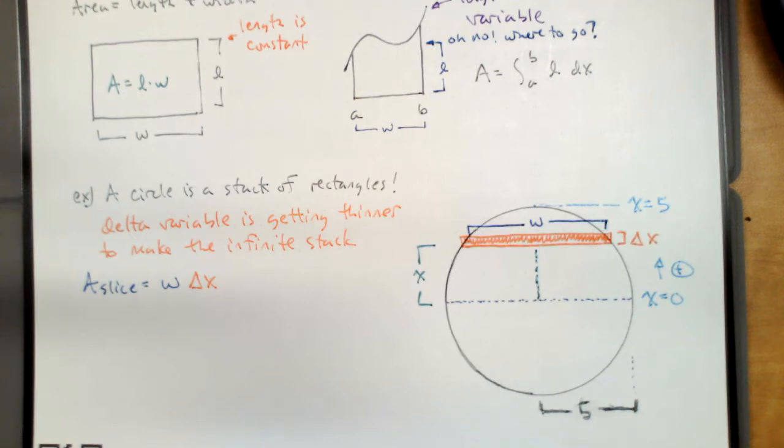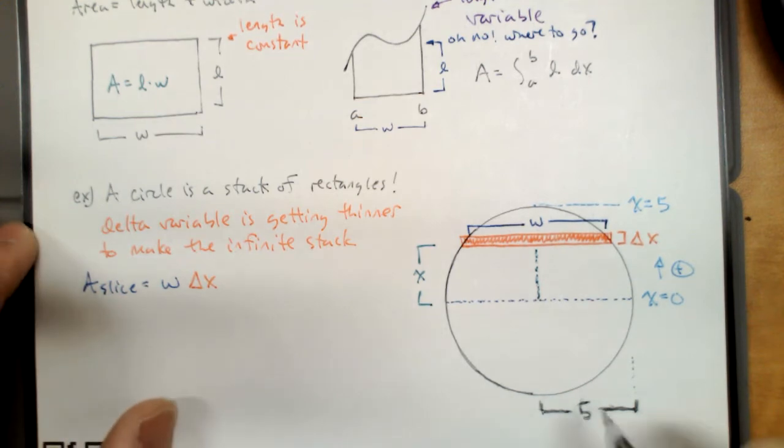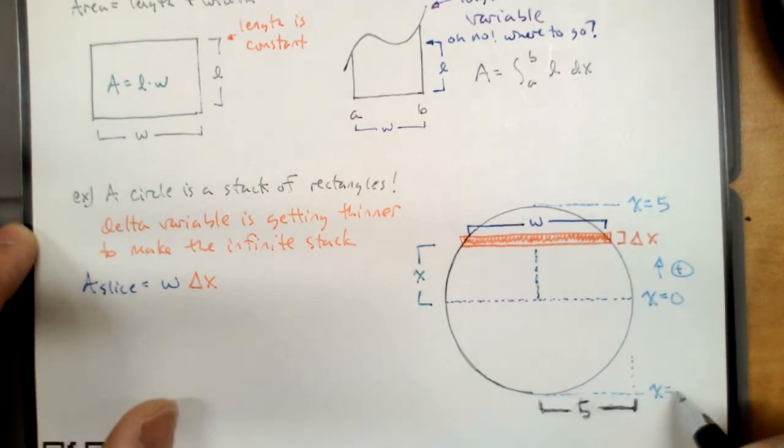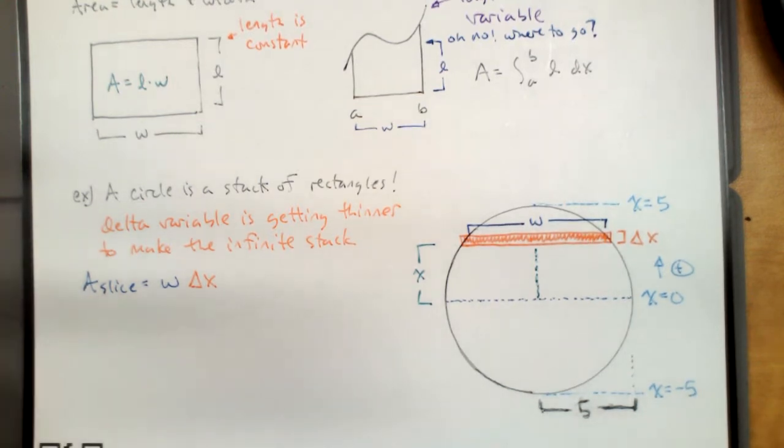The other reason that I wanted to put x equals 0 at the middle of the circle is that down at the bottom of the circle, x will be negative 5. Is everybody okay? Now what I need to do is write w in terms of x. Now that I've got x defined, I need to write w in terms of x.